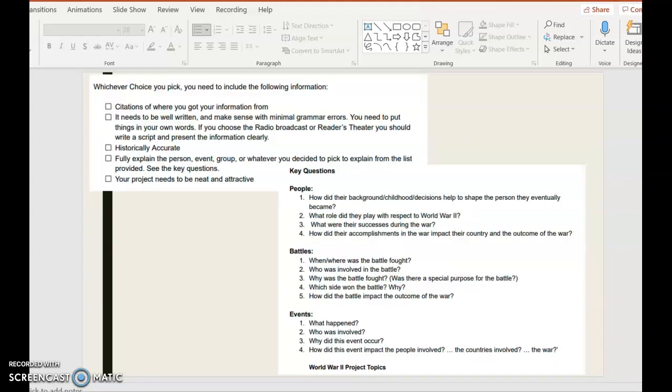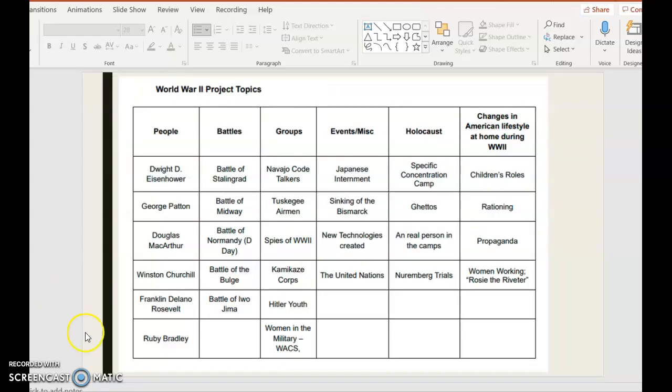And here are some key questions to make sure you ask yourself while you're doing the Reader's Theater, to make sure that you are doing everything on topic and fully answering the prompt. If you do it on a person, your Reader's Theater needs to talk about the person and what they did. If you do a battle, it needs to talk about what the outcomes of the battle were. What were key points? What were big parts? What were small parts? It needs to fully talk about that. And same with any of the events and groups and things. So that's that. Let's look at an example.